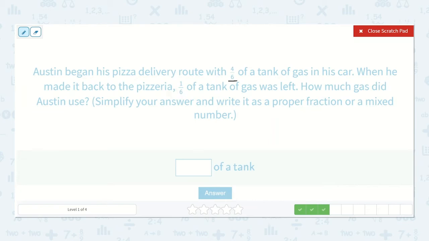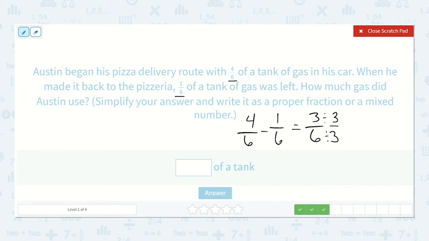So we'll have 4/6 minus 1/6 to see how much was used. So if we have 4 minus 1, that is 3. So 3/6. Remember, we can divide the top and bottom of a fraction by the same number to reduce the fraction. So we can divide the top and bottom by 3.